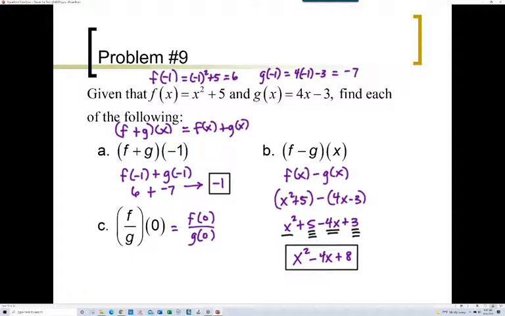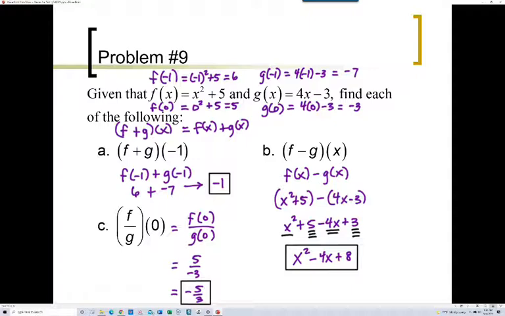Once again, I know how to find f of 0. Plug 0 into the f function, you get 0 squared plus 5, which is 5. For the g of 0, you plug 0 into the g function, you get 4 times 0 minus 3. Well, that's negative 3. So this is 5 over negative 3, which we would write as negative 5/3.